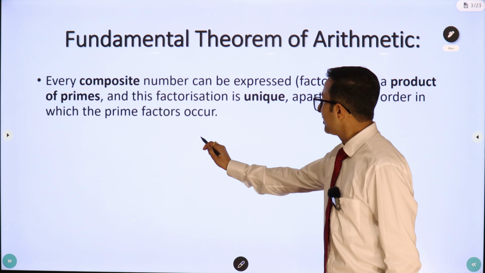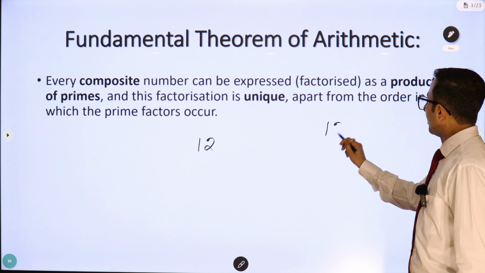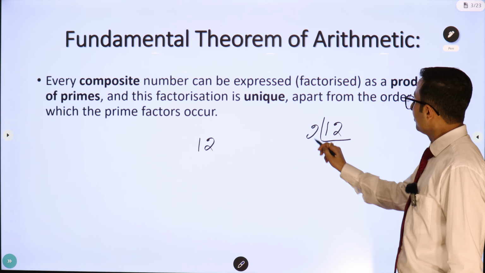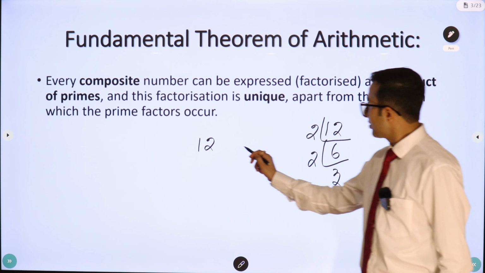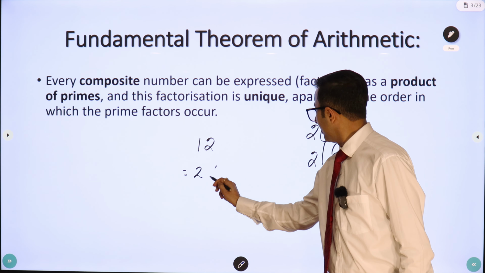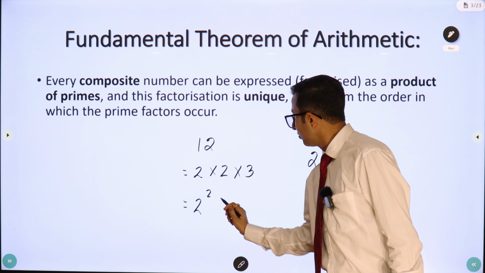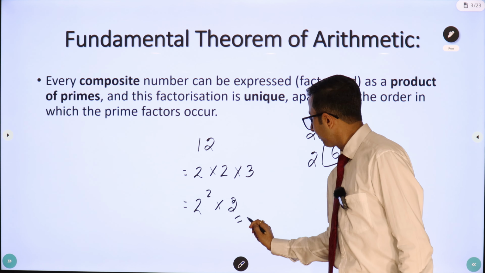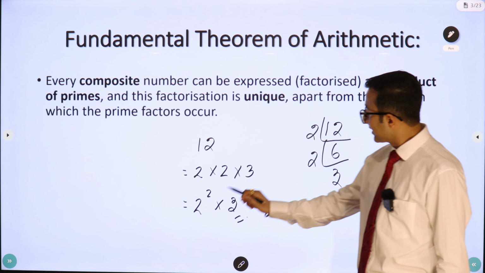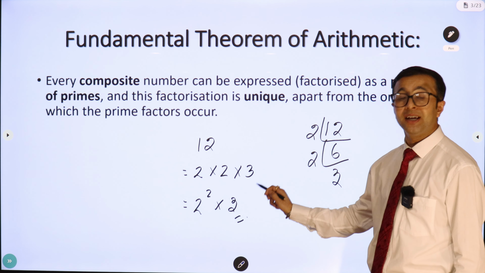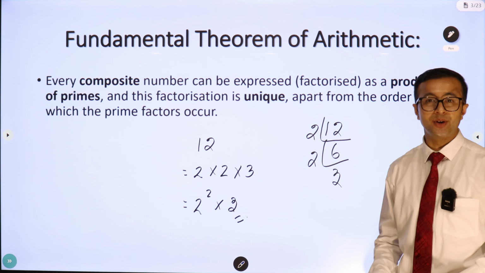If you take 12, you know that 12 is a composite number. 12 can be divided by 2: 2 sixes are 12, 2 threes are 6. So 12 can be written as 2 into 2 into 3, or 2 to the power 2 into 3. Here you can see that 12, as a composite number, is written as the product of primes, and this representation is unique.